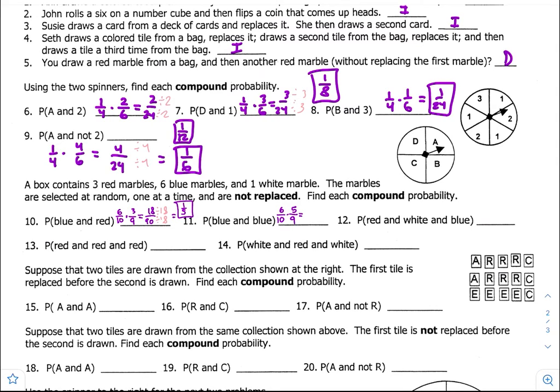So that's going to be 30 over 90, and you guys divide top and bottom by 30, which would be a 1/3 chance you're going to get a blue one twice in a row.